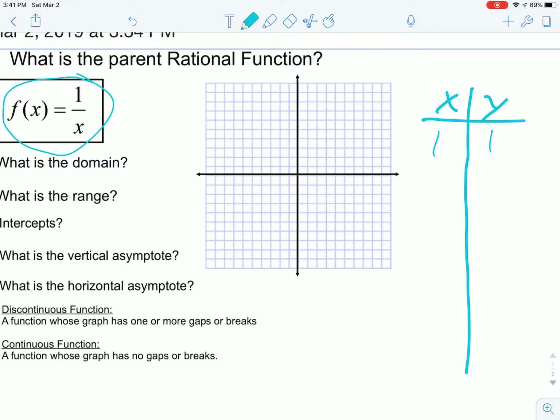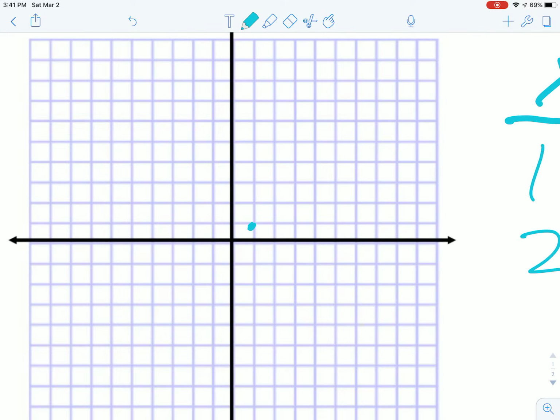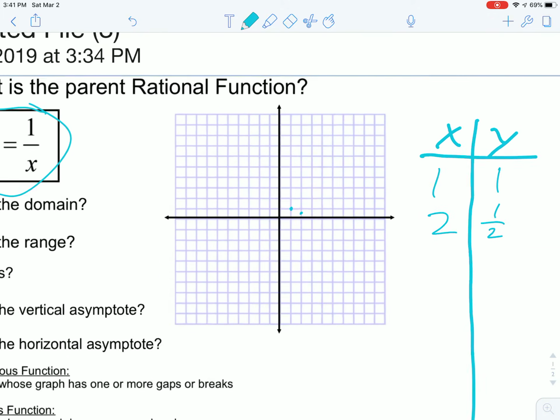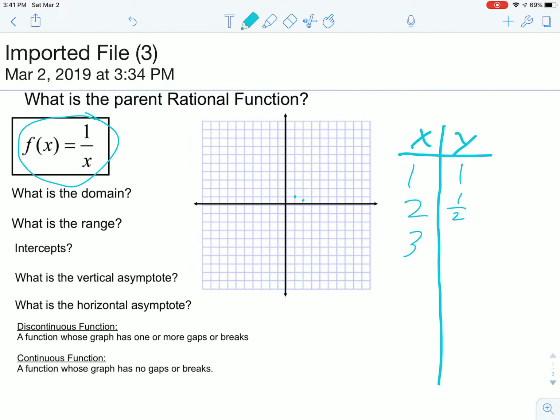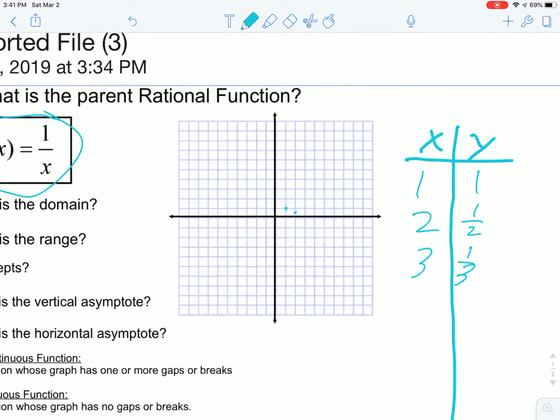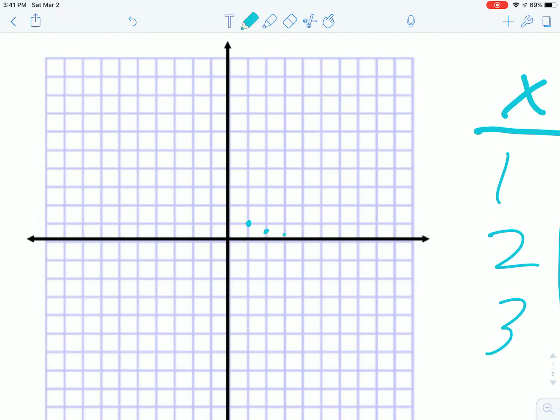If x is, let's say, 2, if x is 2, that's 1 divided by 2, which is a half. So I'm going to have to zoom in here a little bit so that we can see the graph. So at x equals 2, I'm at a half. If x equals 3, that's 1 divided by 3, so I'm at a third.